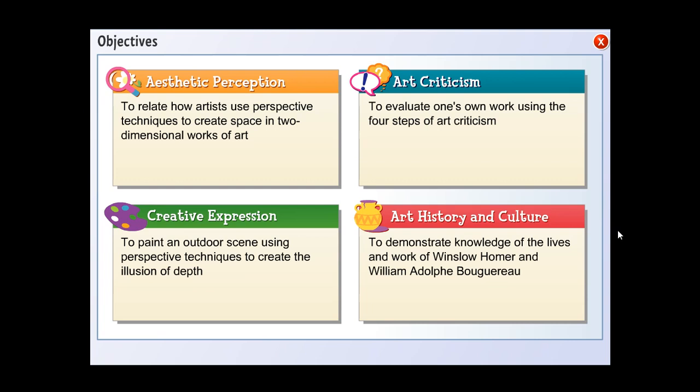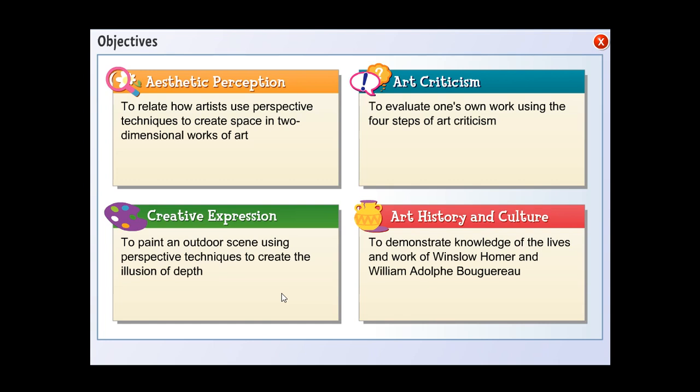Okay, so today's lesson, the aesthetic perception, is you're going to be learning how to relate to different artists and how artists use perspective techniques to show and to create space in a two-dimensional work of art. Art criticism, you're going to learn how to evaluate your own work using the 4 steps of art criticism. The creative expression, if you'd like to, you can paint an outdoor scene or create an outdoor scene using perspective techniques to create illusion of depth.